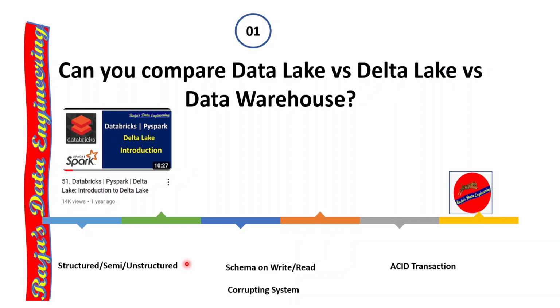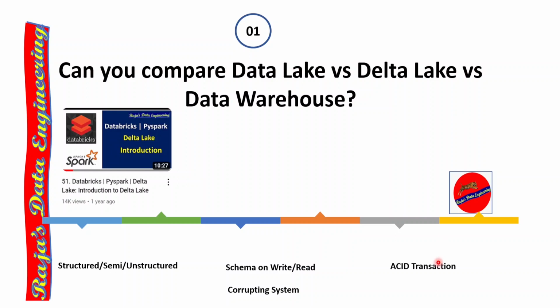unstructured. And in delta lake, we have one extra layer on top of the data lake which helps to perform ACID transactions. Also, the data warehouse validates the schema on write, but data lake or delta lake validates on the read side. And coming to execution failure, data warehouse won't allow any corrupted system, but data lake will allow the system to be in a corrupted state. But delta lake again does not allow the system to be in a corrupted status.